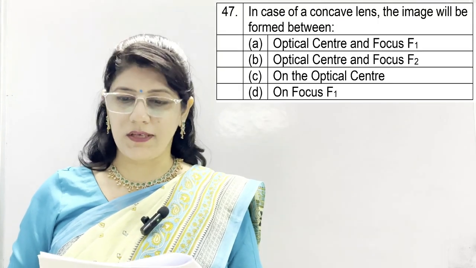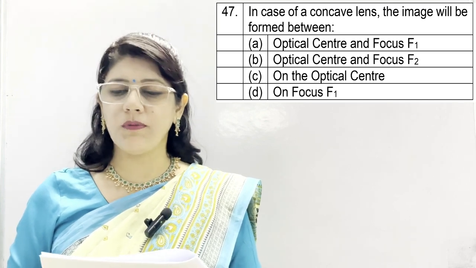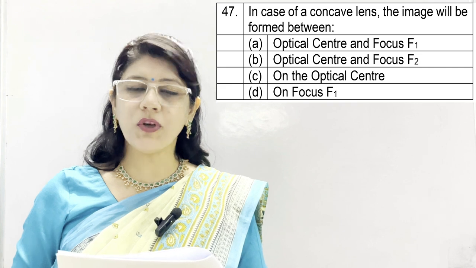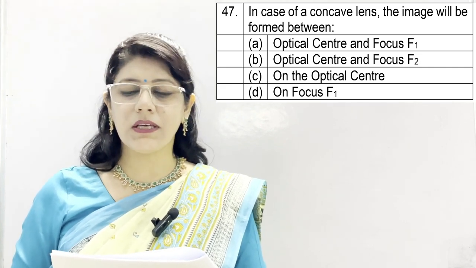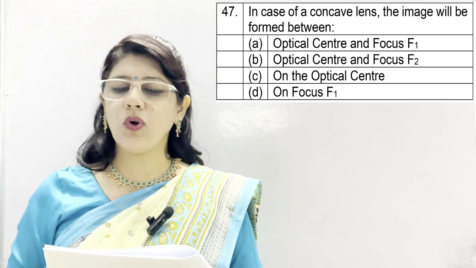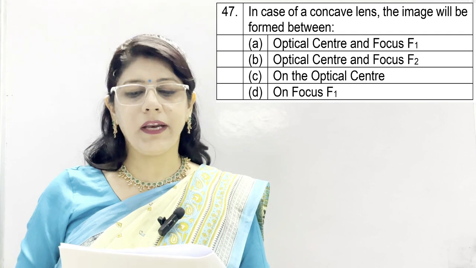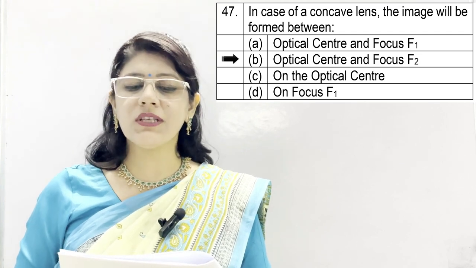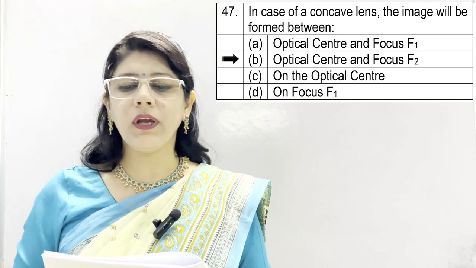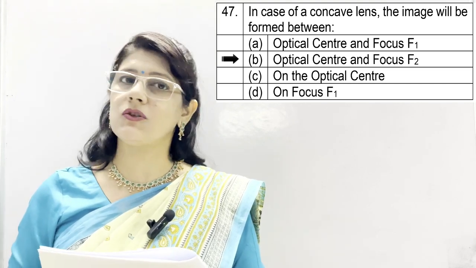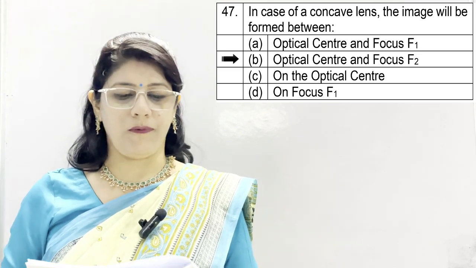In question number 47, in case of a concave lens, the image will be formed in between: option A optical center and focus f1, second option optical center and focus f2, C is on the optical center and D is on focus f1. The correct option is B, which is in between optical center and focus f2. We know in case of a concave lens, the image is always formed in between the second focus and optical center.